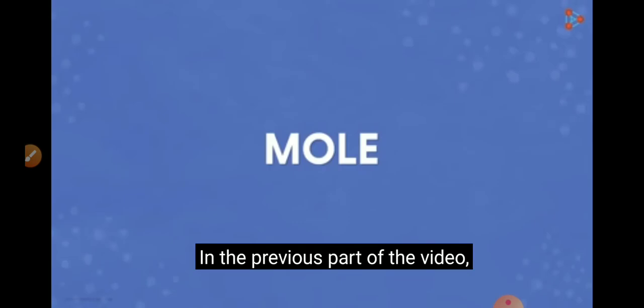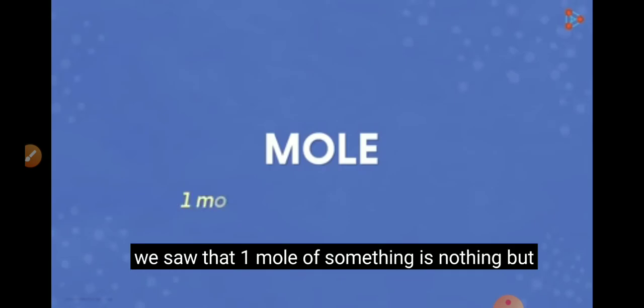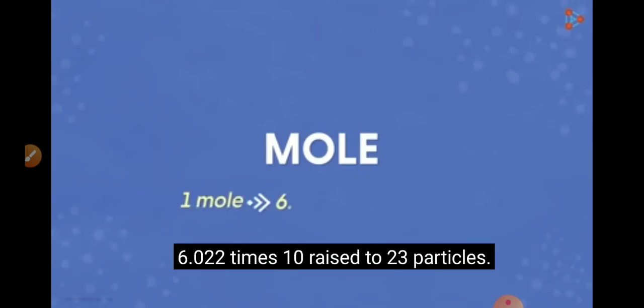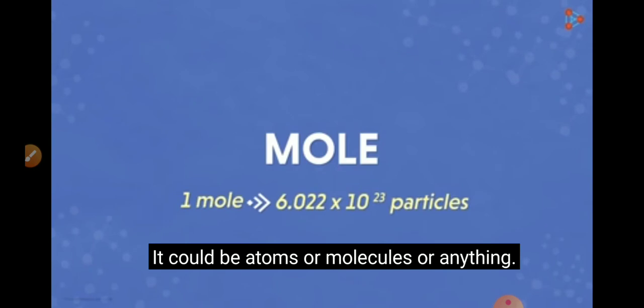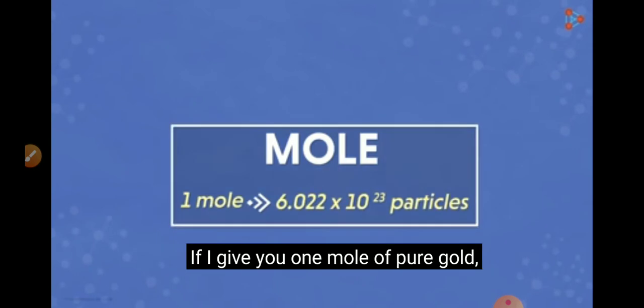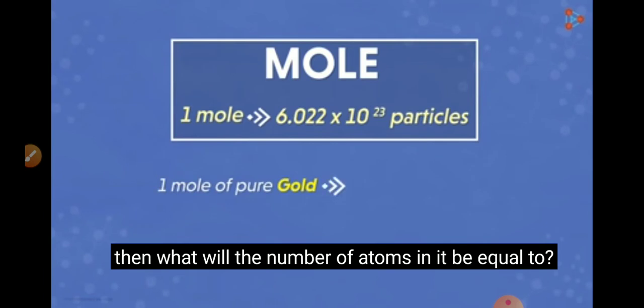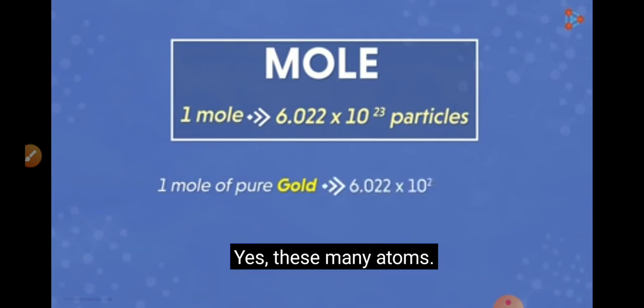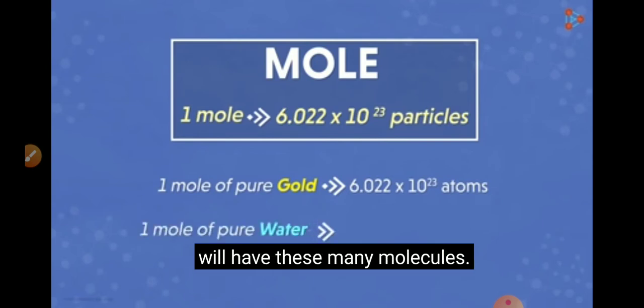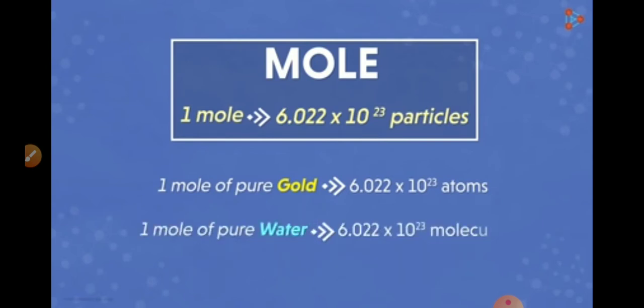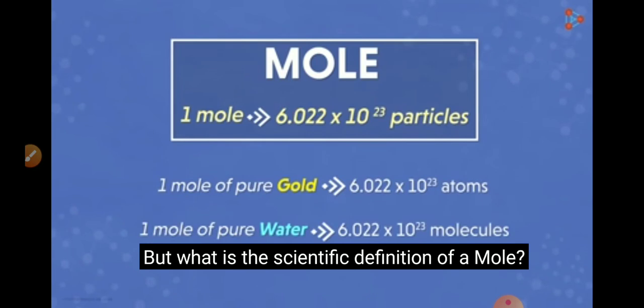In the previous part of the video, we saw that 1 mole of something is nothing but 6.022 times 10 raised to 23 particles. It could be atoms or molecules or anything. If I give you 1 mole of pure gold, then what will the number of atoms in it be equal to? Yes, these many atoms. And 1 mole of pure water will have these many molecules. But what is the scientific definition of a mole?